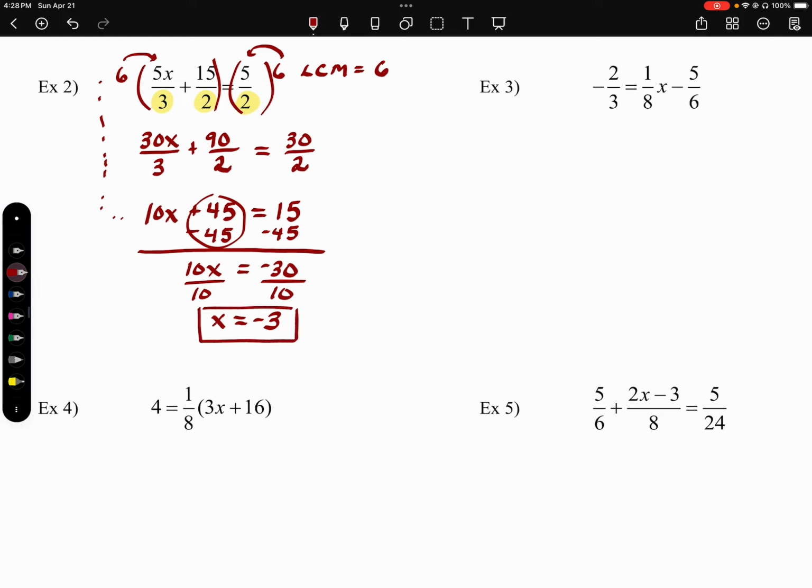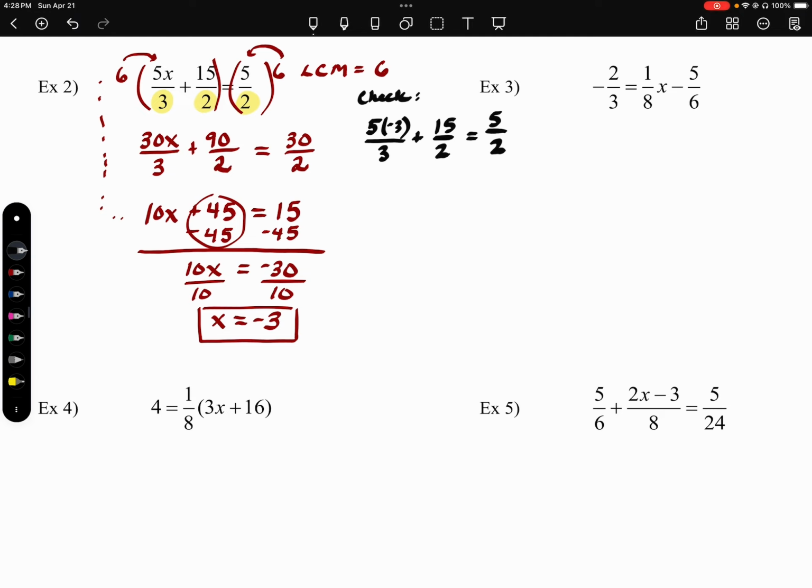Okay, so now that we know x is negative 3, we can always take it and check it. So let's do 5 times negative 3 all over 3 plus 15 over 2 should equal 5 over 2. And you can do this on a calculator, when you're doing your check or however you wish to do it.